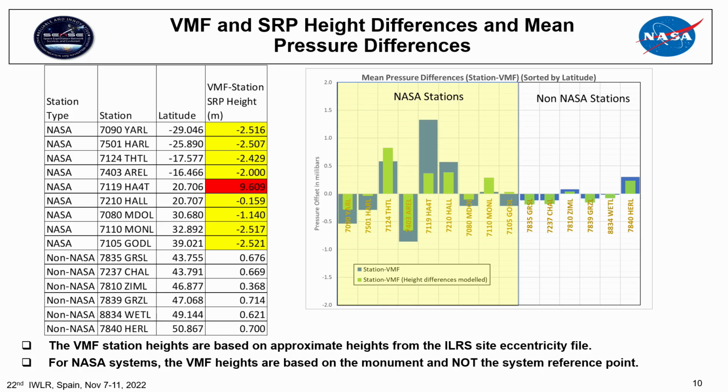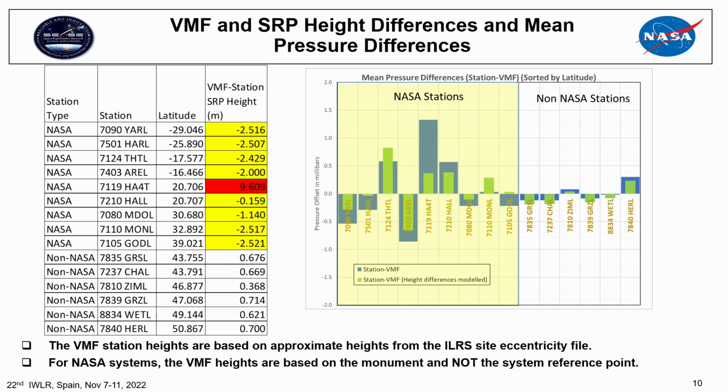These are NASA stations here and non-NASA stations over here. The NASA stations all sit on top of a monument, and the system reference point is 2 to 3 meters above their monuments. So in this ILRS site eccentricity file, the approximate heights are based on the NASA monument, not on the system reference point. So that's why you see the differences in station.